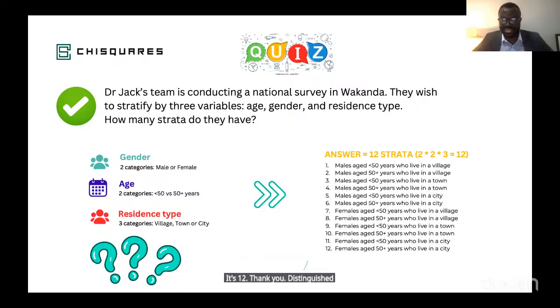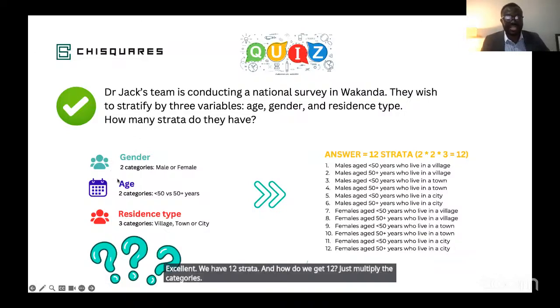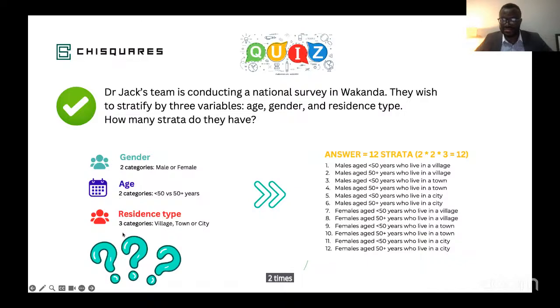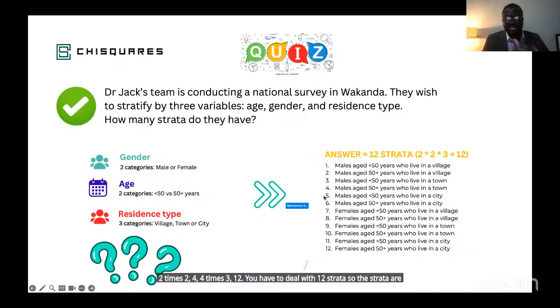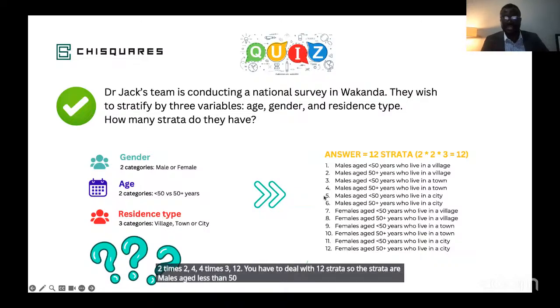We have 12 strata. And how do we get 12? Just multiply the categories. 2 times 2, 4. 4 times 3, 12. You have to deal with 12 strata. So the strata are males aged less than 50 who live in the village, males, and so on and so forth. So strata in this case are the unique combinations for all the variables involved.